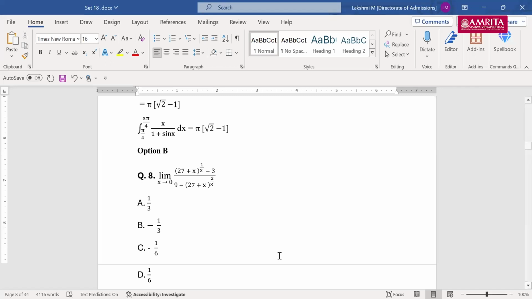Limit x tends to 0, (27 plus x) whole raised to 1 by 3 minus 3, divided by 9 minus (27 plus x) whole raised to 2 by 3. This is just a certain category of limits that I am discussing today.